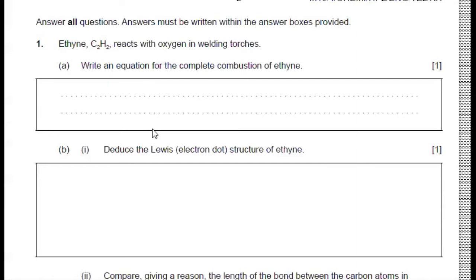The question says that ethyne, which is C2H2, reacts with oxygen in welding torches. We are supposed to write the equation for complete combustion of ethyne. Ethyne is an alkyne, so it will have a triple bond, C triple bond C. Now there are two hydrogens. One will be connected to this carbon, another one will be connected to this carbon. So obviously ethyne is C2H2.